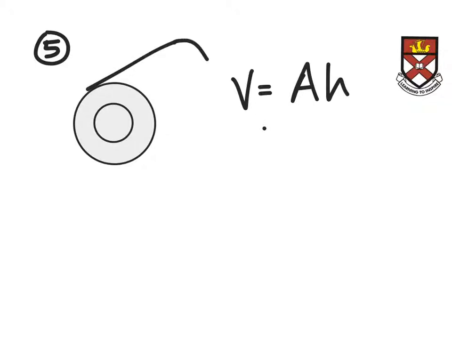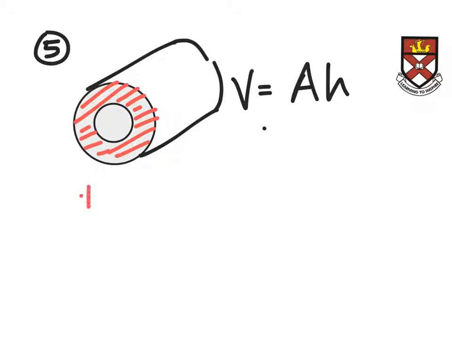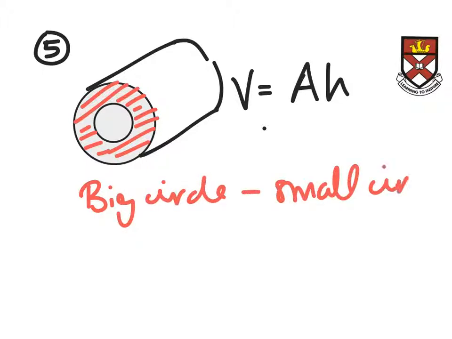Question 5, it's a volume question. We're going to use the formula volume equals area times height, or in this case, times its length. So we need to work out what this red area is here. How are we going to work that out? We're going to do the big circle, take away the small circle. So it's pi r squared for the big circle, take away pi r squared for the small circle.